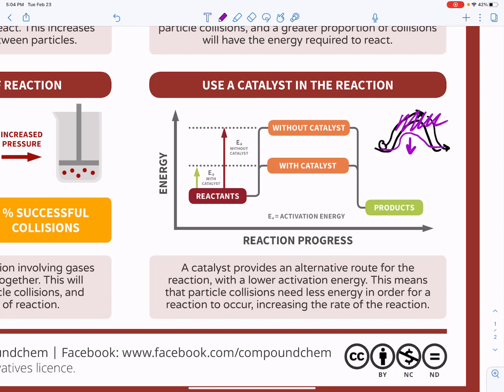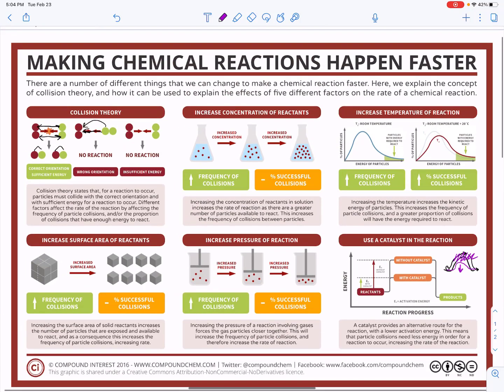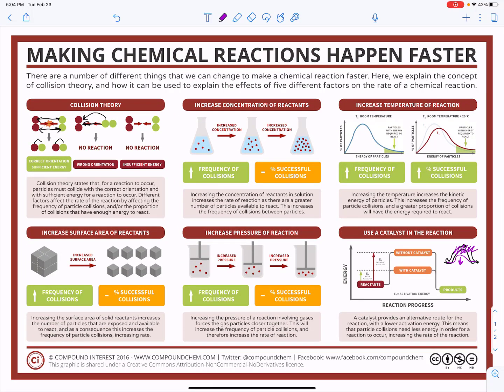And so the idea is you're basically making it easier to create products by lowering the energy needed for a reaction to occur. And that is the last and final thing that we want to discuss for how you might speed up a reaction and make reactions happen faster.